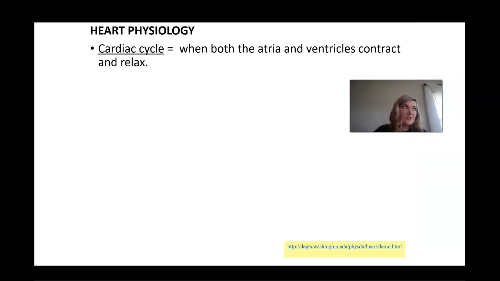Next, we're going to go into heart physiology. How is this occurring? With heart physiology, you're going to have what's referred to as a cardiac cycle. This is when both atria and ventricles are going to contract and relax. Once both of those things have occurred, that's going to be referred to as one cardiac cycle.